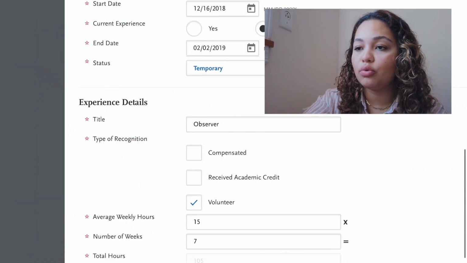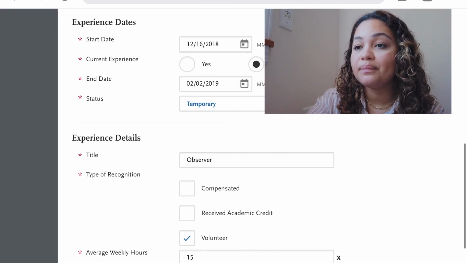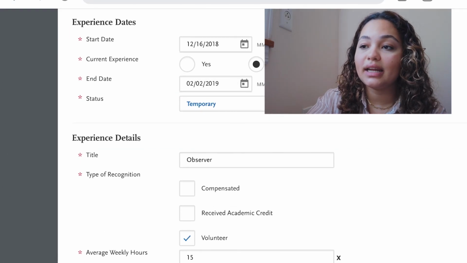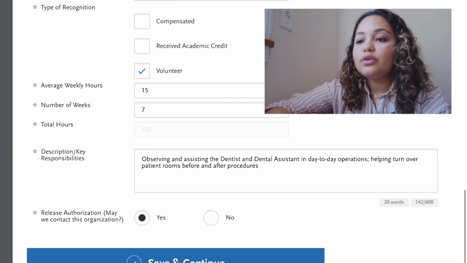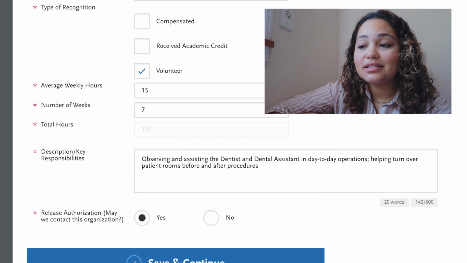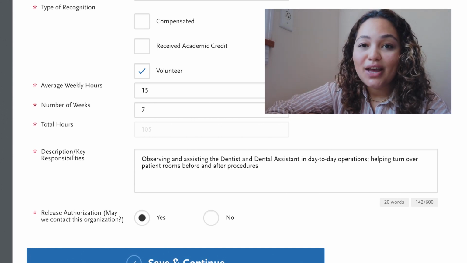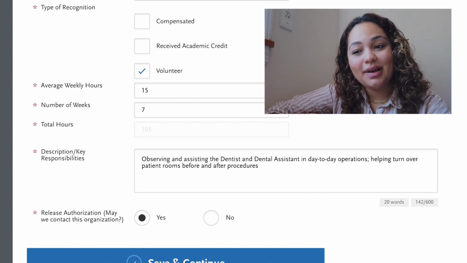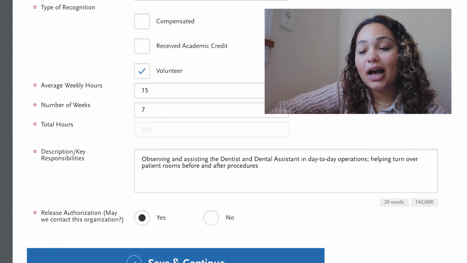So I went to dental shadowing, and I did it in person. I put down the address, the organization, and the contact information of the person that was supervising me. If you look, I put in my start date and end date, and then I put volunteer, average weekly hours. Here, I wrote, observing and assisting the dental assistant in day-to-day operations, helping turn over patient rooms before and after procedures. This is something that I actually wish I changed on my experiences section. This is exactly what I wrote and submitted. I wish I had written more.